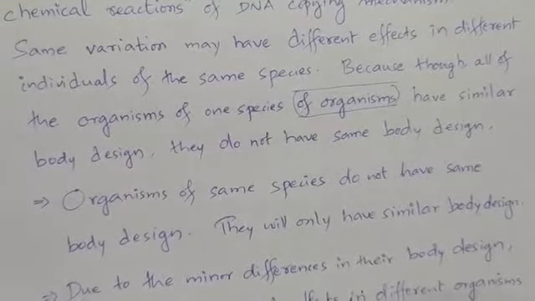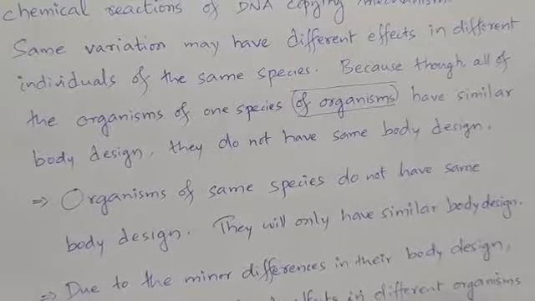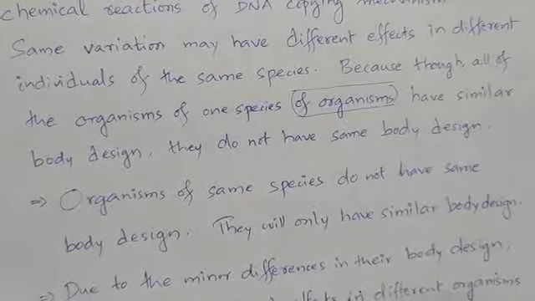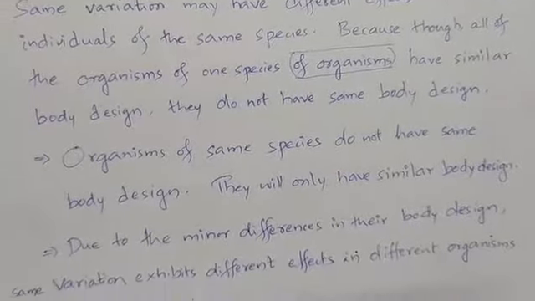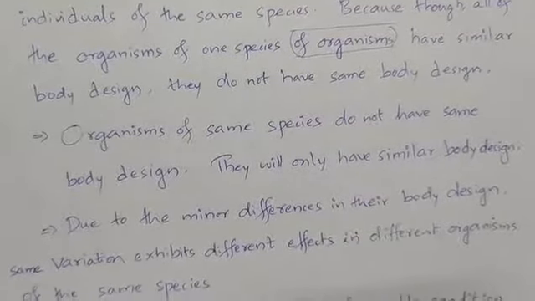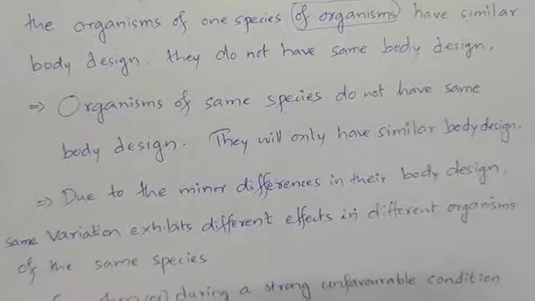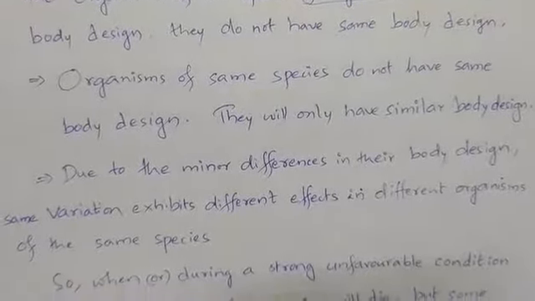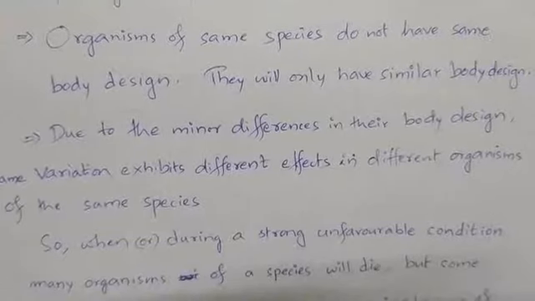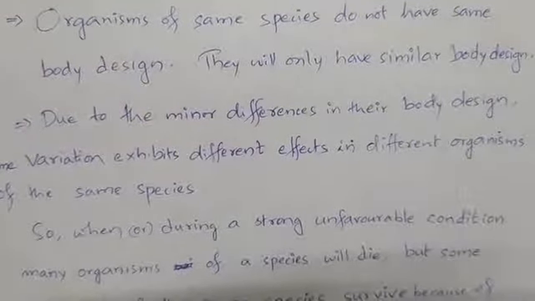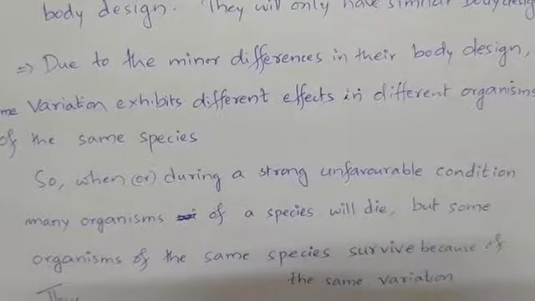Why is the variation going to show different effects in different individuals of the same species? Though all organisms of one species have similar body design, they do not have the same body design. Means there are minor differences in their body design. Because of these minor differences, the same variation will exhibit different effects in different organisms of the same species. So during a strong unfavorable condition, many organisms of the species will die, but some organisms of the same species survive because of the same variation.